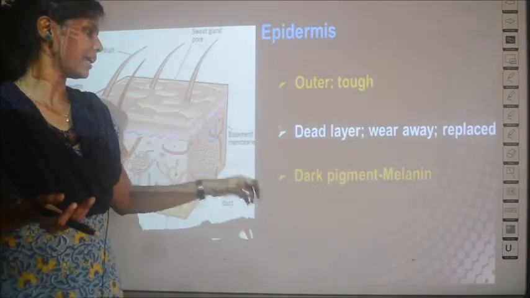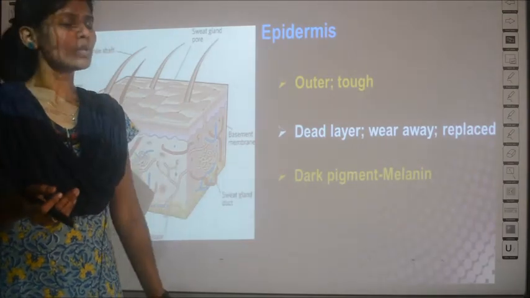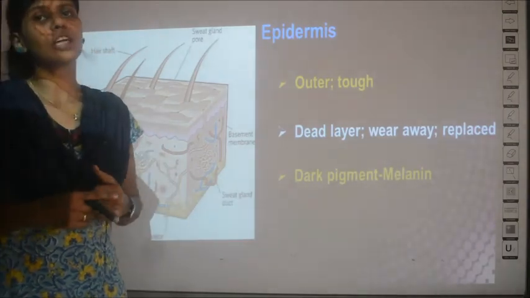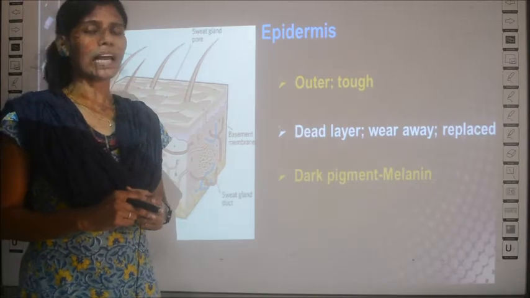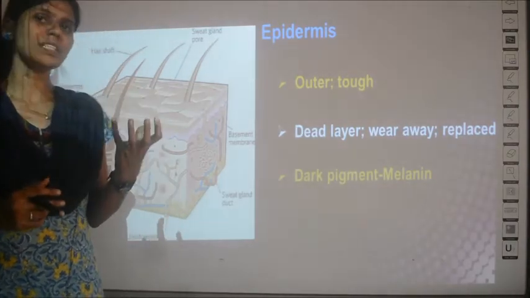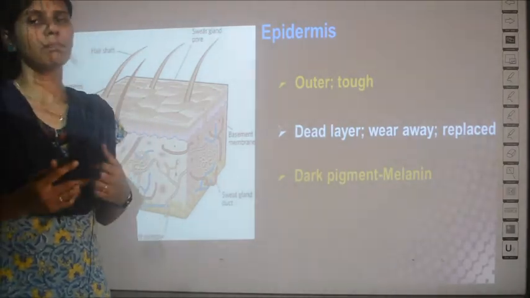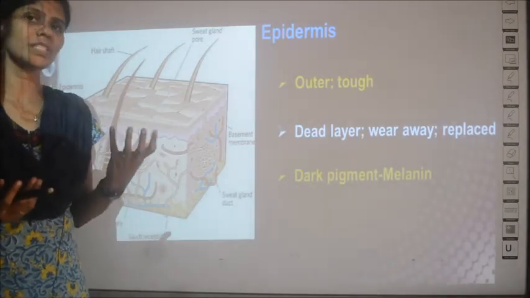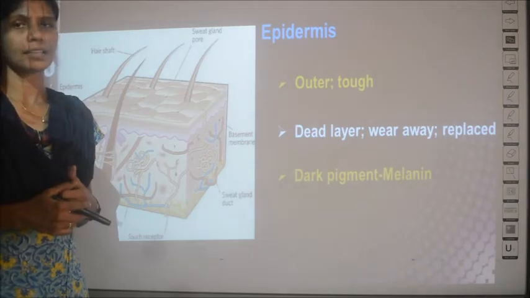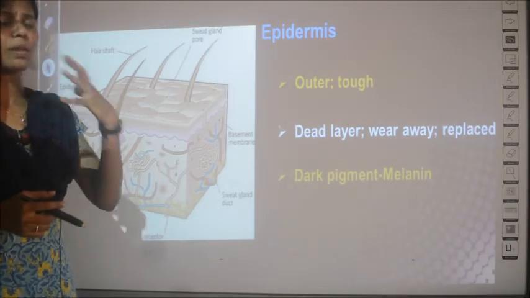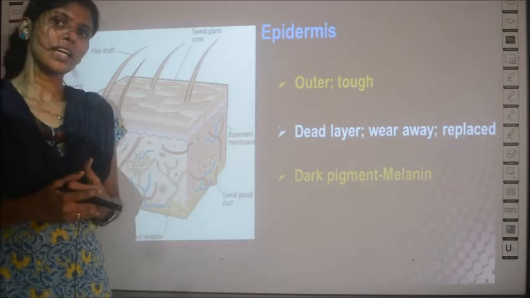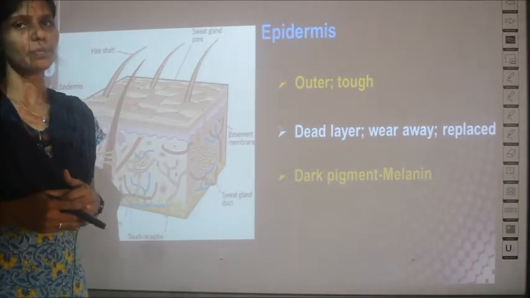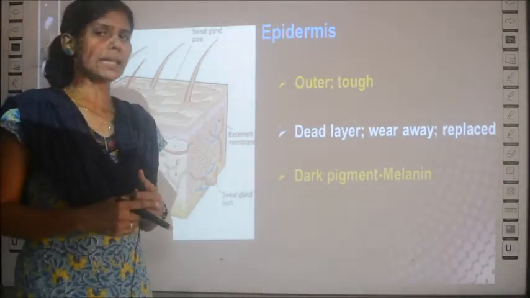The epidermal layer, right? And also the outermost layer will have a pigment called melanin. Melanin is a dark pigment or a black color pigment. If a person has more melanin, then he or she appears darker in color. So people who are fair have less melanin. That's why their skin is pale in color.